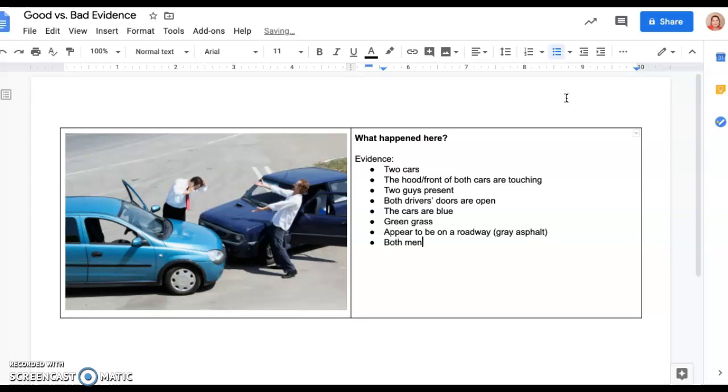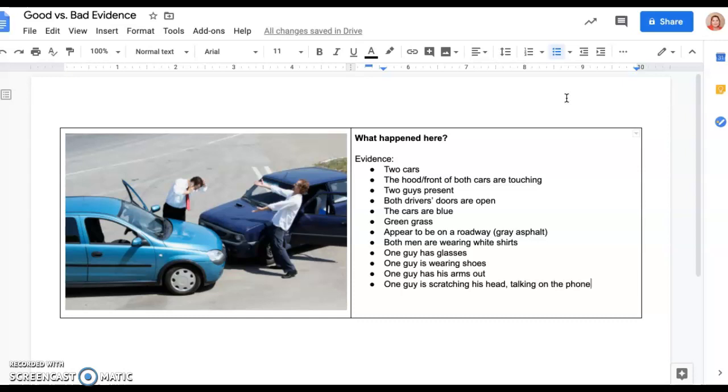And we see that both men are wearing white shirts. We see that one guy has glasses. One guy is wearing shoes. One guy has his arms out. One guy is scratching his head, talking on the phone. We could keep going and name a bunch of evidence that's just observable here. For instance, one guy is wearing a red tie. One guy has longer hair, one guy has shorter hair, etc. So I've just picked out a handful of pieces of evidence that are true about this photo.